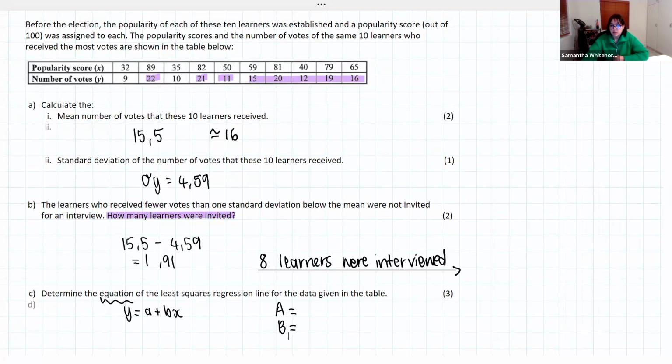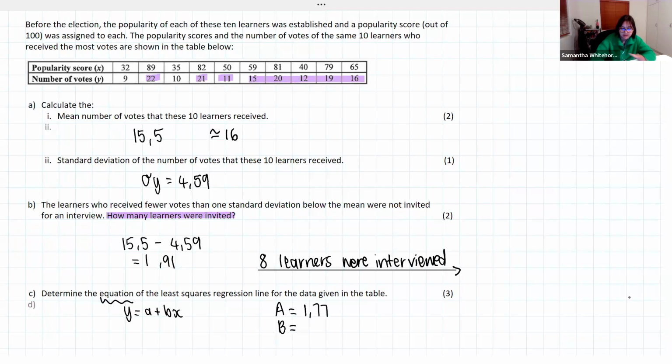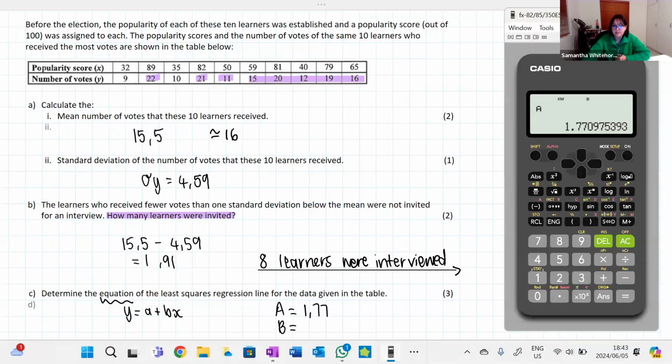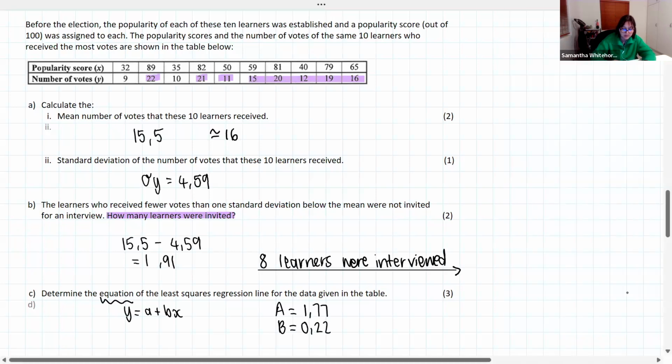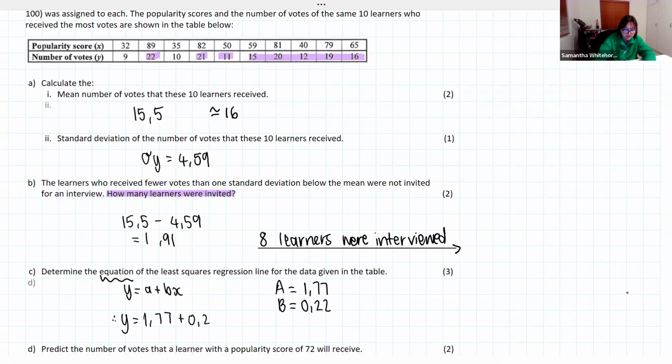Right, so it was shift 1, 5. I'm going to get A first. So option 1, 1.77. And then I want option B. So again, AC shift 1, option 5, regression, B is 0.22. The equation of my least squares regression line: y is equal to 1.77 plus 0.22x. That's it.